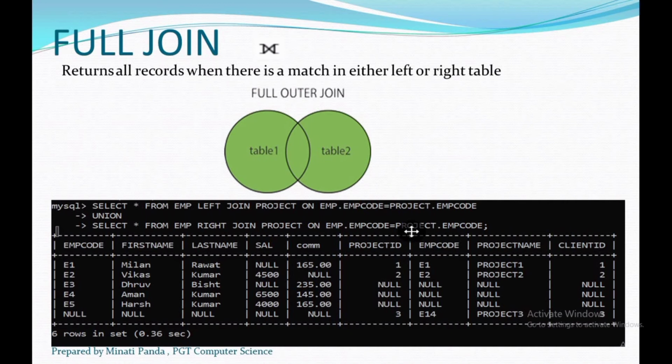Select * from emp left join project on emp.emp_code = project.emp_code union select * from emp right join project on emp.emp_code = project.emp_code. There are 5 rows in the emp table, E1 to E5, and 3 rows in the project table. Now we'll see practically.